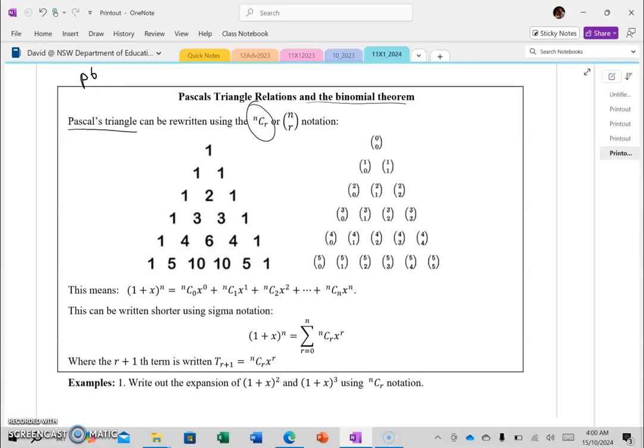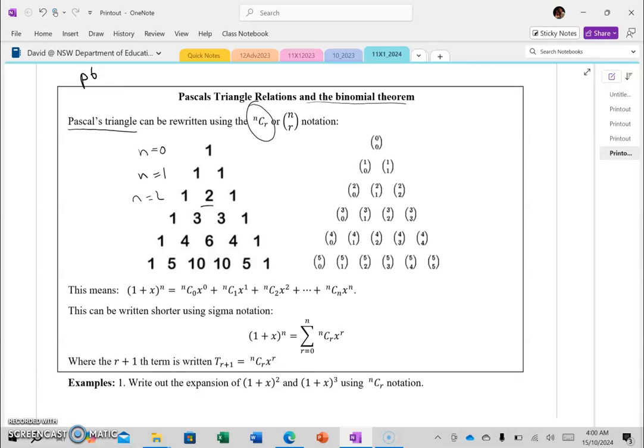Remember how I keep saying everything starts with 0 for Pascal's triangle? The first row represents the coefficients in the expansion of (1 + x) to the power of 0. So it starts from 0, and we said n equals 0, then n equals 1, and n equals 2, and so forth. And remember, the easy way is to look at the second number, that tells you the n. It turns out that these numbers here are in fact just nCr.